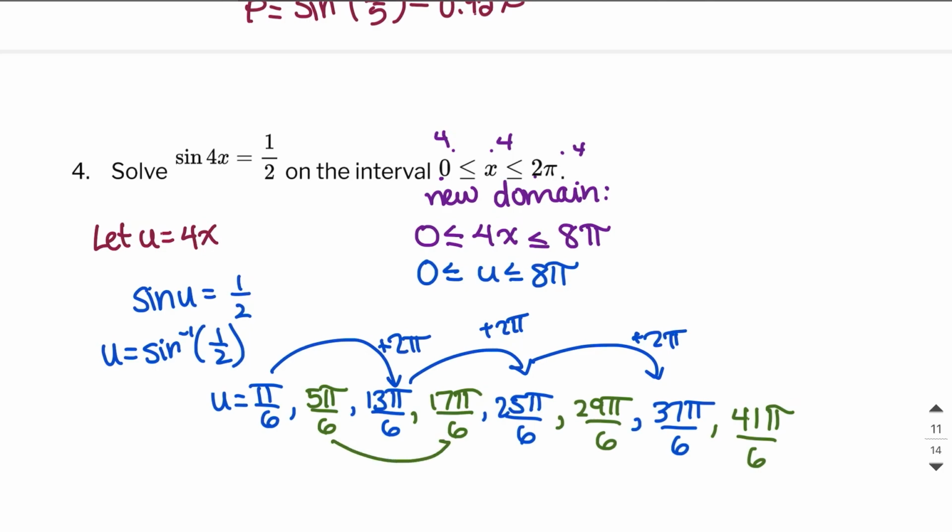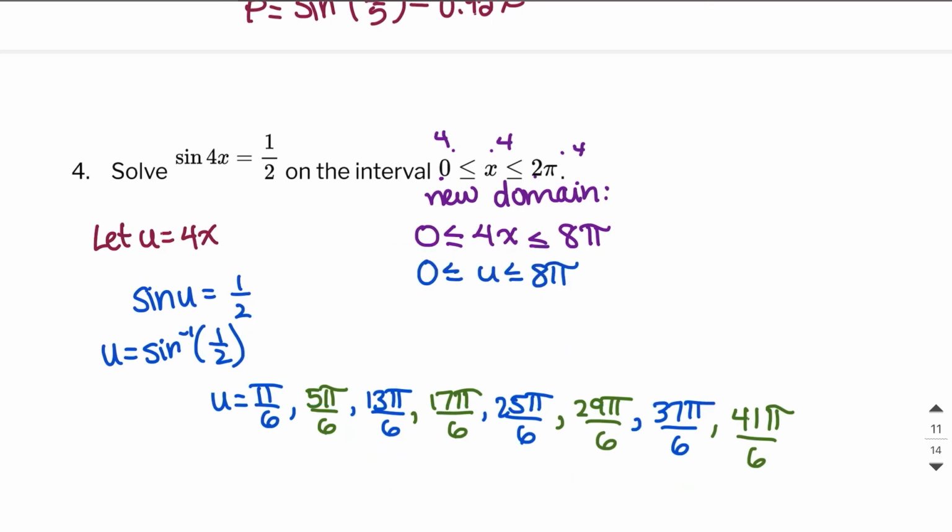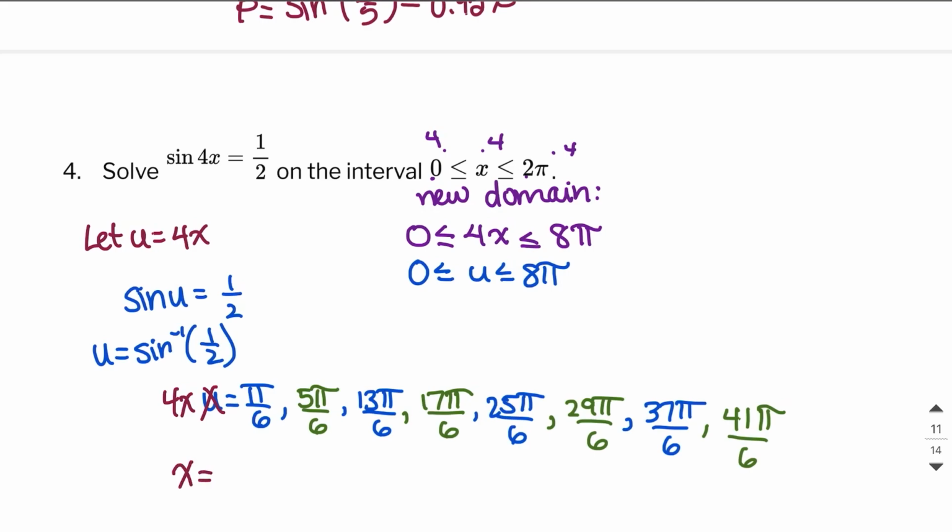And I'm actually going to show you a third way to think about it when we get to our final answer. So I can add 2 pi, add 2 pi, add 2 pi every single time, okay? However, this is what u is, and we know that u is 4x. So I'm just going to cross this off and write this down as 4x because I don't feel like writing all 8 answers down, which means that to solve for x, I need to divide everything through by 4.